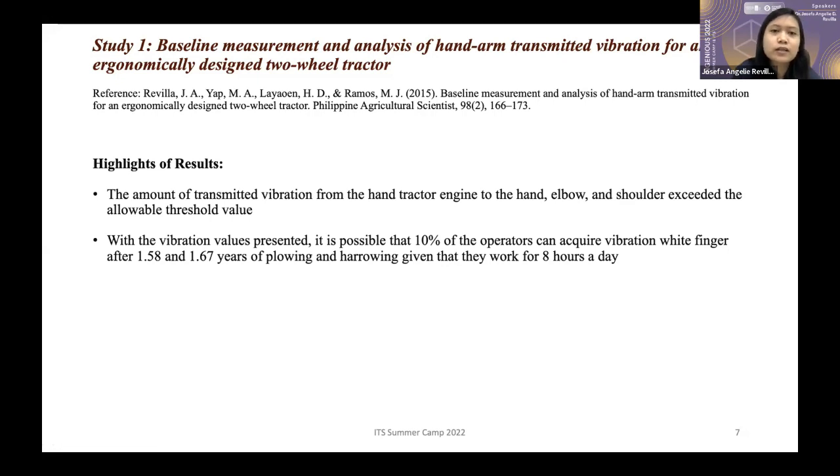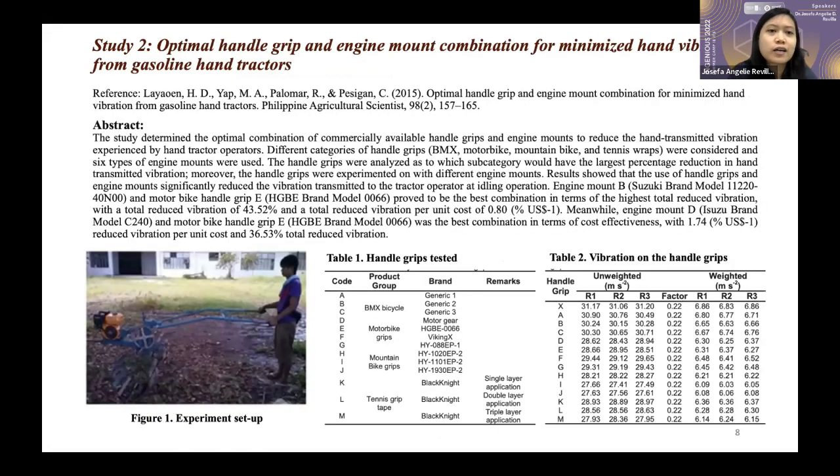Given this, the results that we found here are actually very significant, and they led to various researches and studies which aim to minimize or reduce the vibrations discovered here. Now, the second study focused on reducing the amount of transmitted vibrations. This study is the optimal handle grip and engine mount combination for minimized hand vibration from gasoline hand tractors.